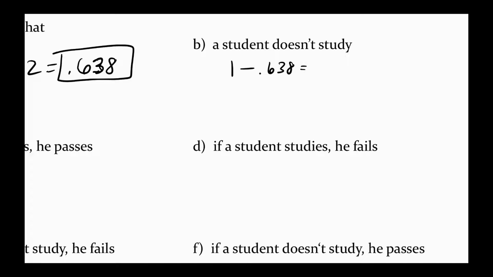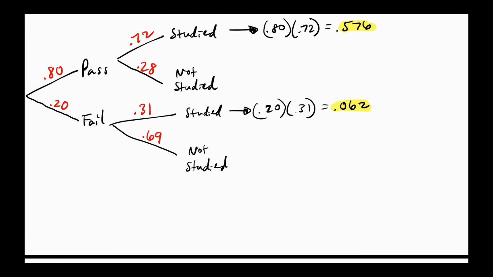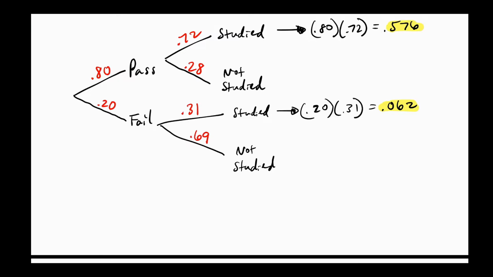It's everything else, right? How many paths involve studying? Two. Aren't those the other two that we didn't get the last time? We can check it out. We can say either pass and not study, or fail and not study. Those are the other two paths. All the paths have to equal one whole, right? So let's double check to make sure we're okay. So that's 0.80 times 0.28 and 0.20 times 0.69.